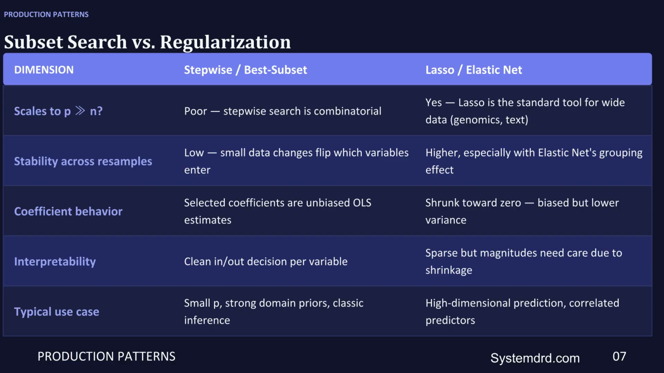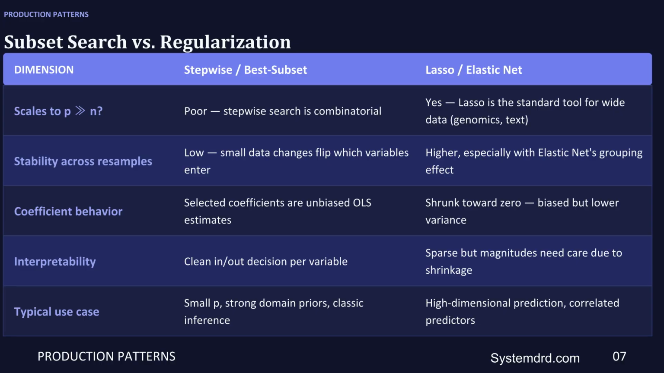Stability across resamples is another real difference. Stepwise selection tends to be unstable. A small change in the training data can flip which variables get selected entirely. Regularization methods are generally more stable, and elastic net in particular has a grouping effect that helps when predictors are correlated. There's also a difference in what the coefficients mean. Stepwise selection gives you unbiased OLS estimates for whichever variables survive. Lasso and friends shrink coefficients towards 0. They're biased, but that bias buys lower variance, which is often a good trade for prediction.